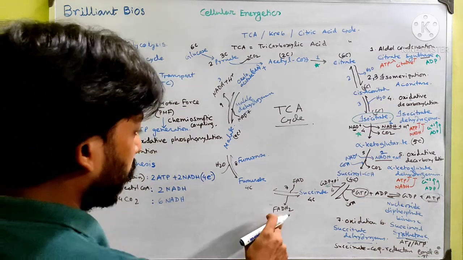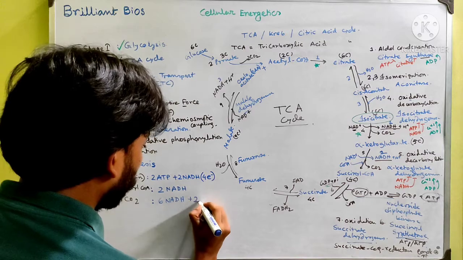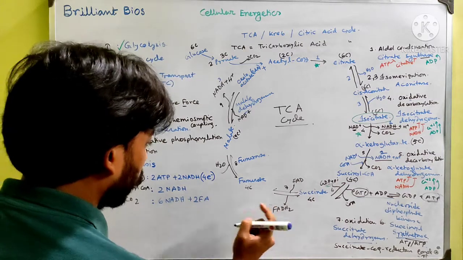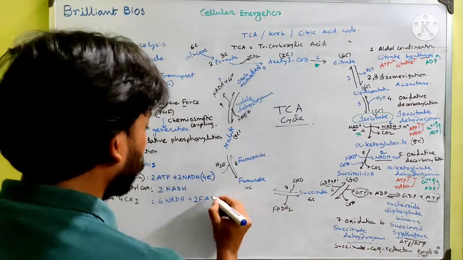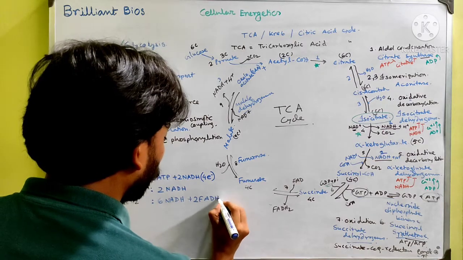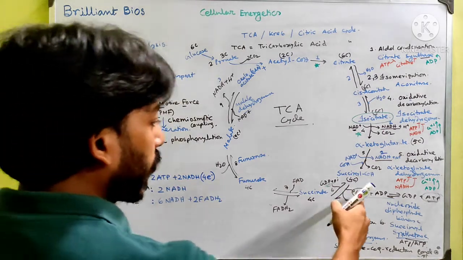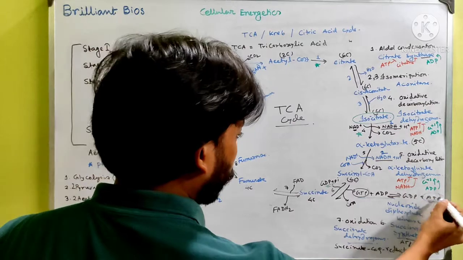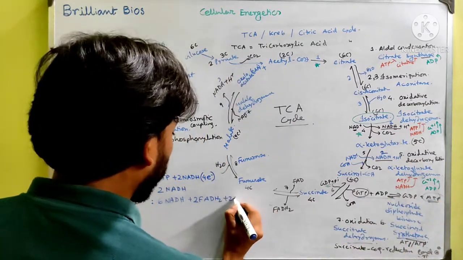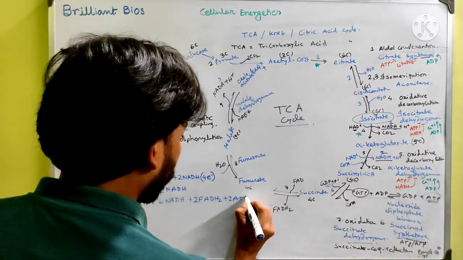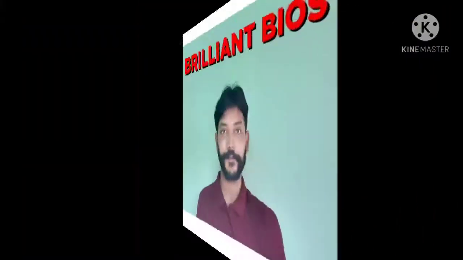Now we also get FADH2, so we will count 2 FADH2, because from 1 acetyl CoA we get 1, so from 2 we will get 2 FADH2. We will also get 2 GTP, that is converted into ATP, so we will count it as 2 ATP. So this is the net gain of these reactions.